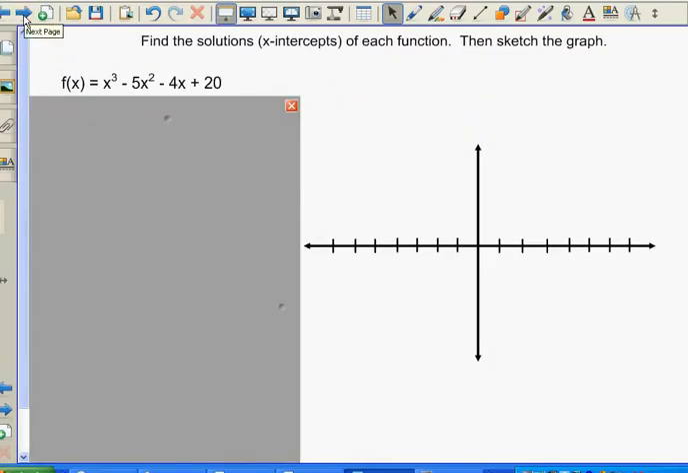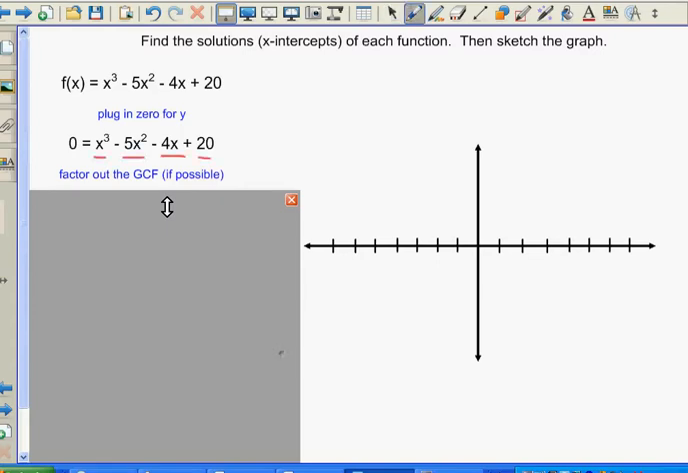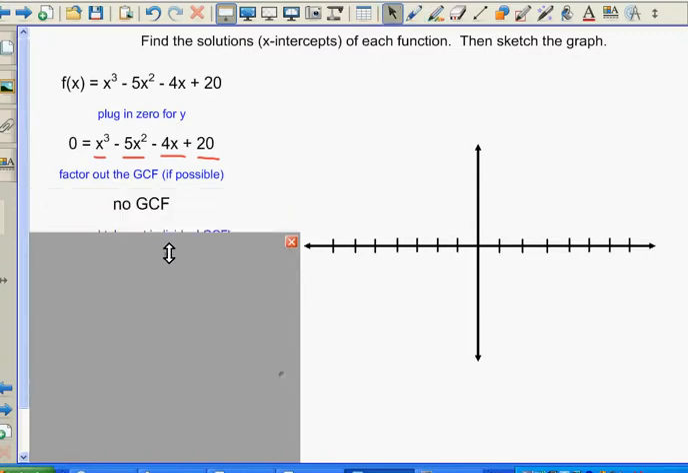All right, next example. First thing we should check for, or I'm sorry, it's not a quadratic, it's 4 terms. It's a cubic polynomial. Go ahead and plug in 0 for y so we can find our solutions. Definitely check for a GCF, but all 4 of these share nothing in common. So there is no GCF in this one.